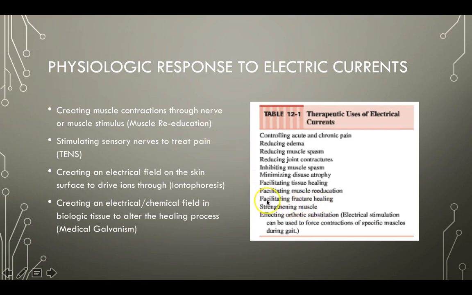Strengthening muscle kind of goes with the muscle re-ed. There's debate on that, and you really only strengthen isometrically because you're only getting a contraction, not movement with it. So it's not usually helpful in the long run, but it can be if you have some of these other conditions. And then affecting orthostatic stimulation, so the fact that we can get some of those forced contractions and potentially help during gait. That's usually more so during stroke rehab and paralysis rehab.